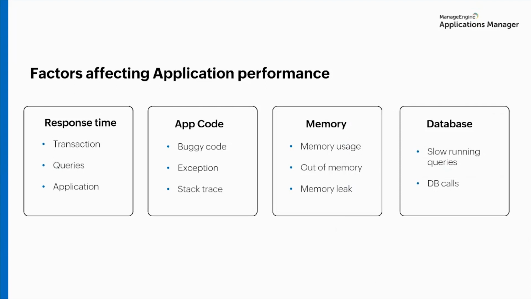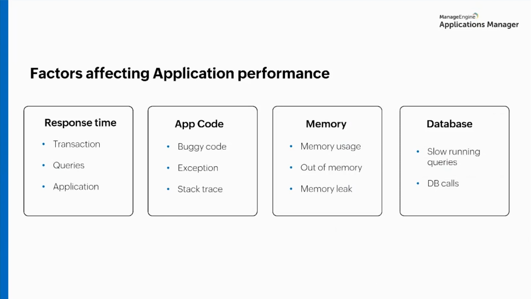The second one is application code. So an application is developed using certain technology which can have a large number of bugs affecting the functions and the performance of the application. The bugs in the code can cause exceptions that might result in the transaction execution failures. So the stack trace can be used to identify these code issues to improve and fix the application code.